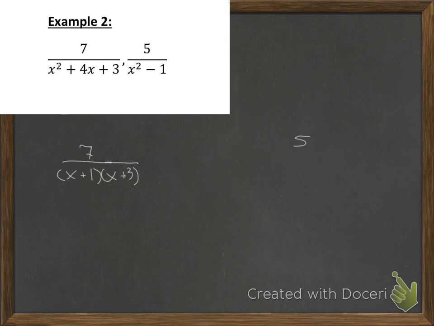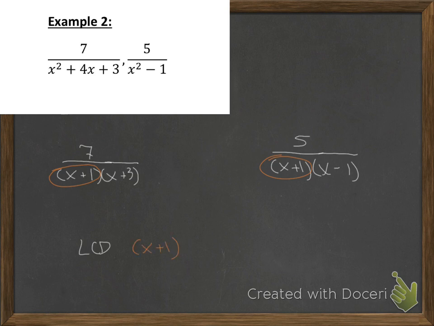When we factor the other fraction, x squared minus 1 is a difference of squares, so we get x plus 1 times x minus 1. All right, so let's think about building our LCD. When we build our LCD, we can see that they both have an x plus 1. They both have it, and we only need to write it once.